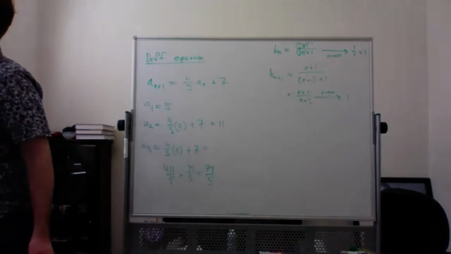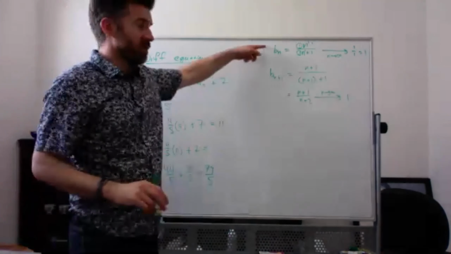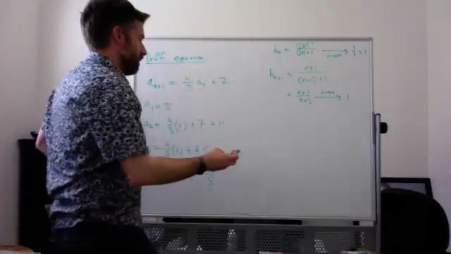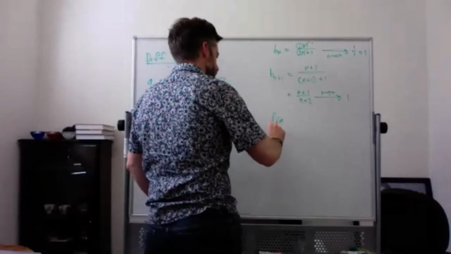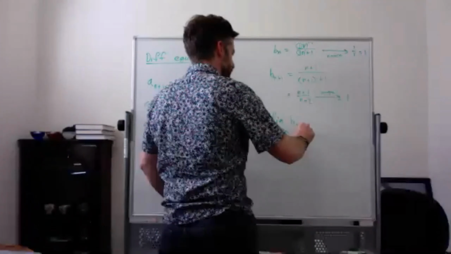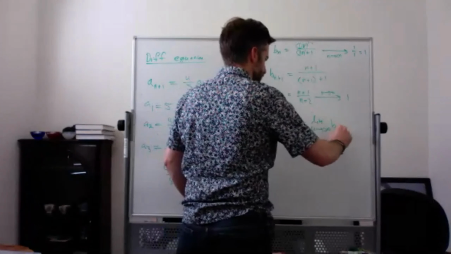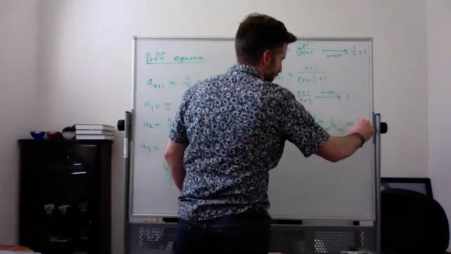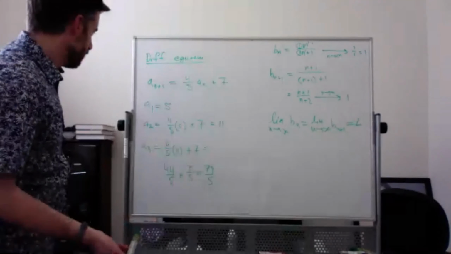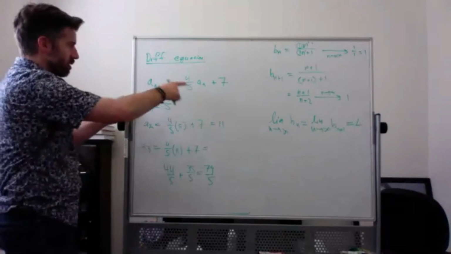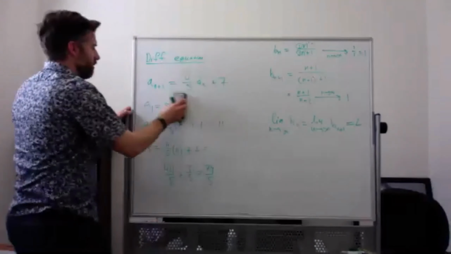Okay. So, doesn't matter if you're doing this one or this one. The point of this is that the limit as n goes to infinity of b sub n is the same as the limit as n goes to infinity of b sub n plus 1. And we usually call it capital L. So what I'm going to do here is take the limit of both sides.